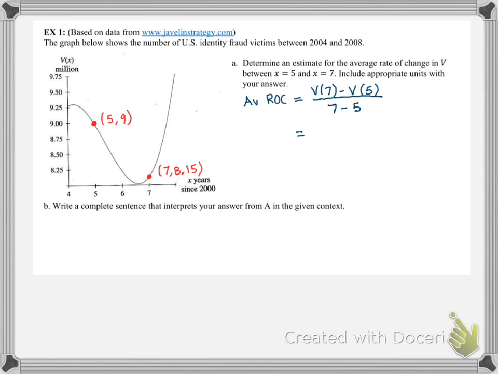So when I write v of 7, all that means is the y value of the point that has an x value of 7. So I look for where x is 7, the y value is 8.15. So v of 7 is 8.15. And then v of 5 is going to be 9.